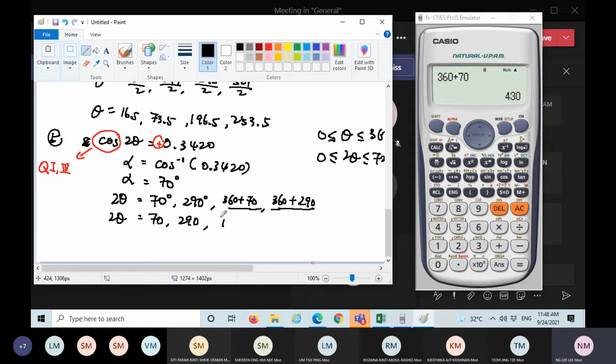Okay, this is 430. And then direct, straight away you can press for the divide by 2 one. Okay, so I don't write divide by 2 already. Okay, you know what to do already. So divide by 2, this is 215.